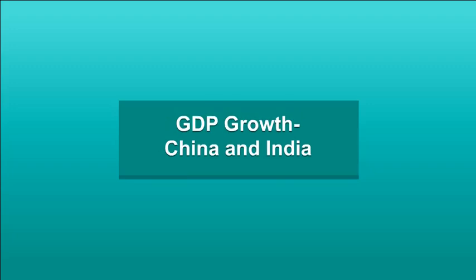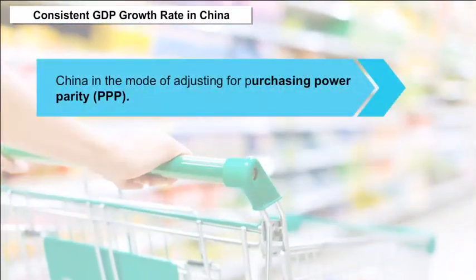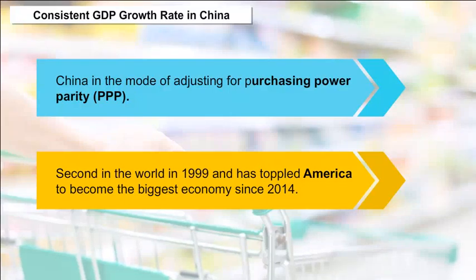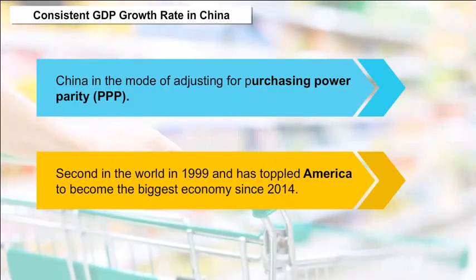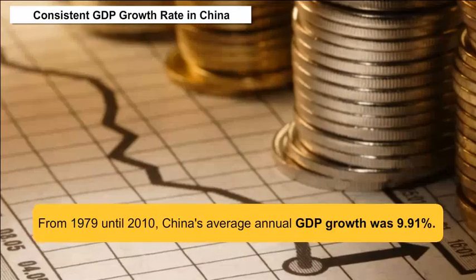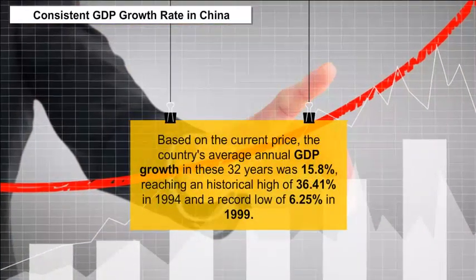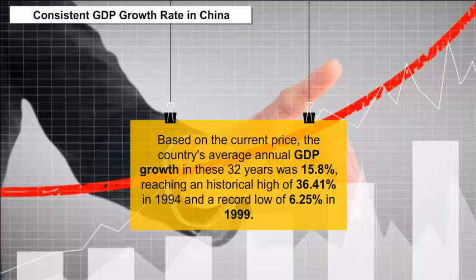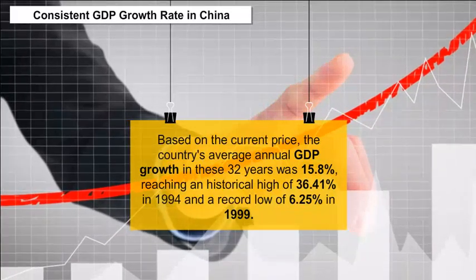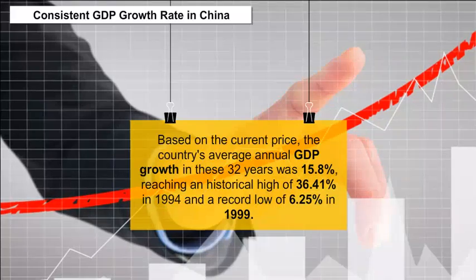GDP growth, China and India. Consistent GDP growth rate in China. China, when adjusting for purchasing power parity, PPP, became second in the world in 1999 and has toppled America to become the biggest economy since 2014. From 1979 until 2010, China's average annual GDP growth was 9.91%. Based on the current price, the country's average annual GDP growth in these 32 years was 15.8%, reaching a historical high of 36.41% in 1994 and a record low of 6.25% in 1999.